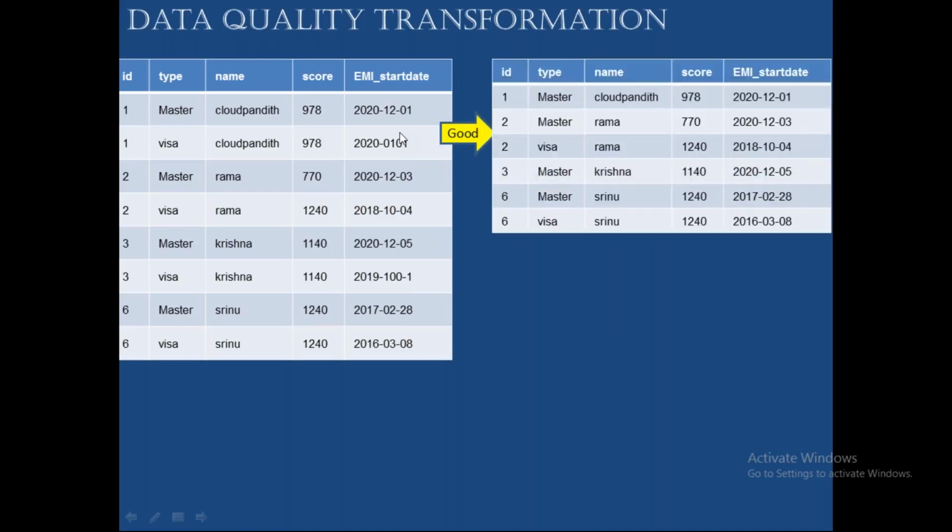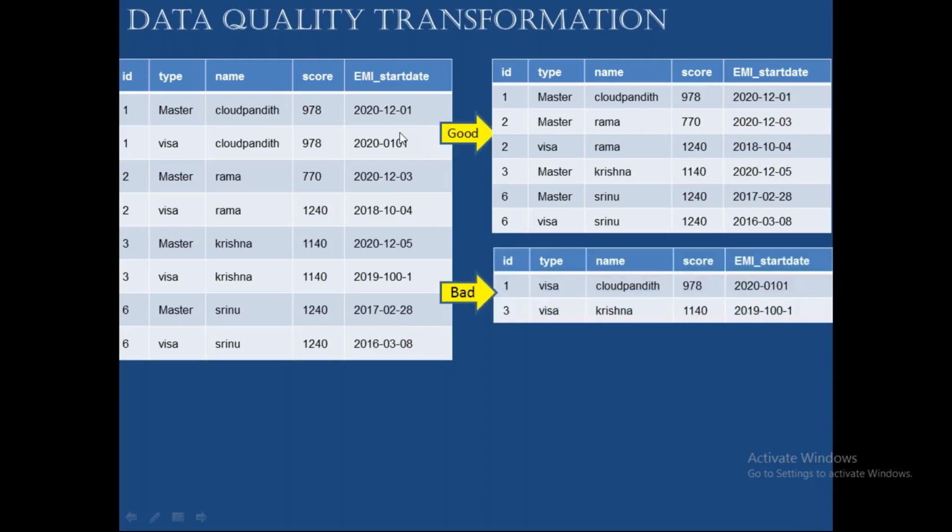Now out of these, what are the good records? I'll get all the good records on one side, all bad records on the other side. See, these are the bad records, 1 and 3. You see, this is the one we saw. One second, why did the name Krishna come here? Yeah, correct. One Visa Cloud Pandit 978-2020-0101. You see the third record: 3 Visa Krishna 1140, 2019-101. Okay, these are bad records. These are good records.